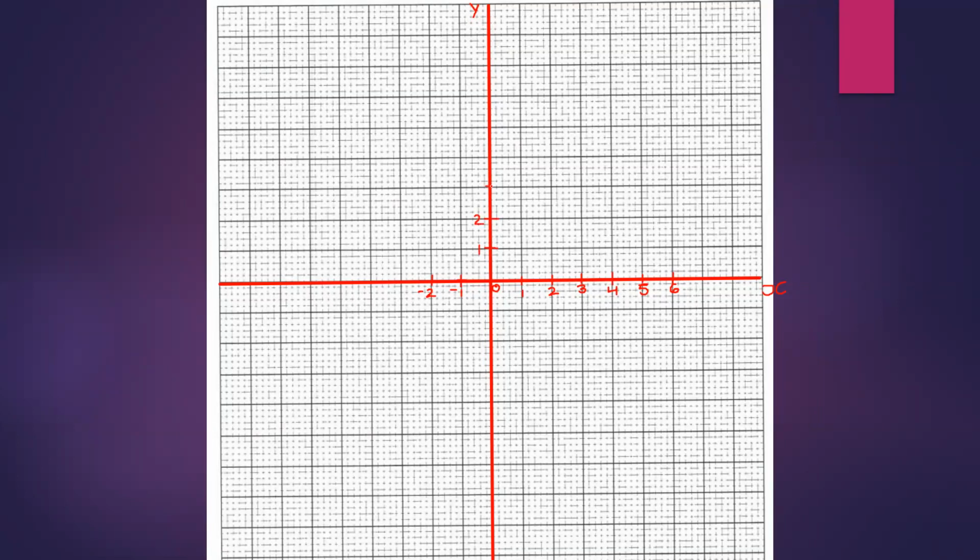So 1, 2, 3, 4, 5, and 6. Notice that I do not go more than 6. If you go more than 6, you get it wrong. All right, you have to stay with the numbers that they give you. All right, don't go more than that.